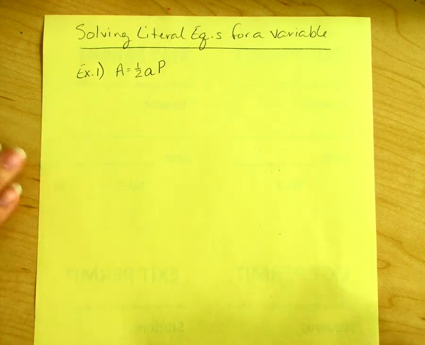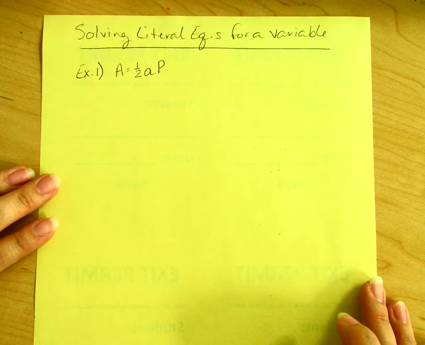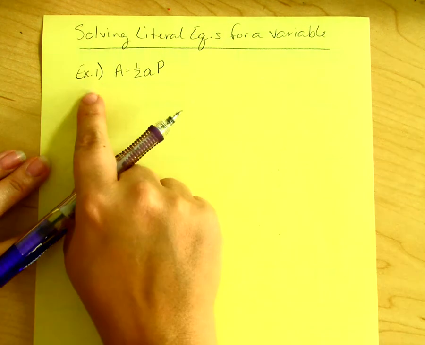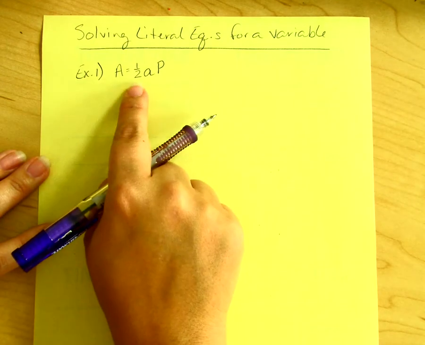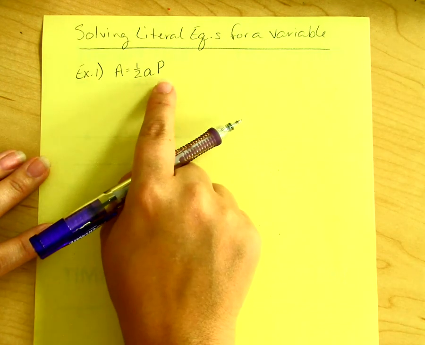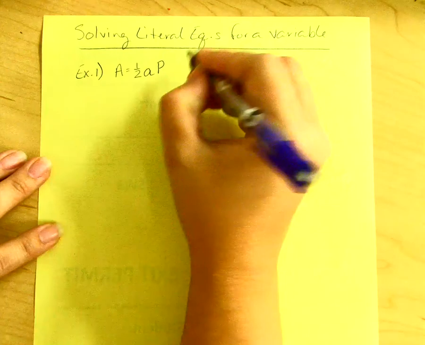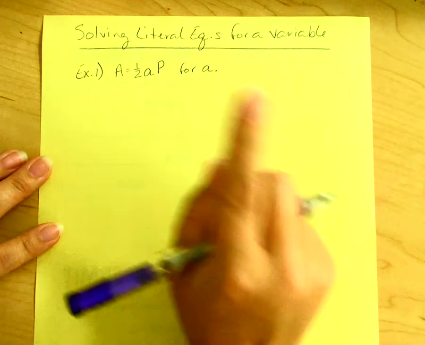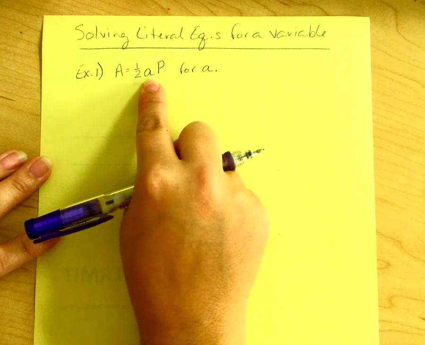Today we're going to look at solving literal equations for our variable. What this means is you're going to have equations that have mostly letters or variables in them, and they're going to specify a specific variable that they want you to get by yourself. In this case, I have example 1, A equals 1/2 small a times p. They want me to solve for small a. So my whole goal is to get this little a right here by itself.